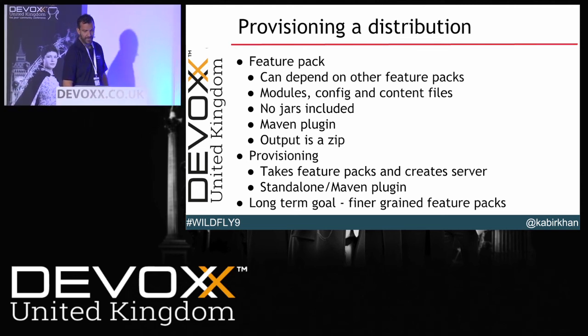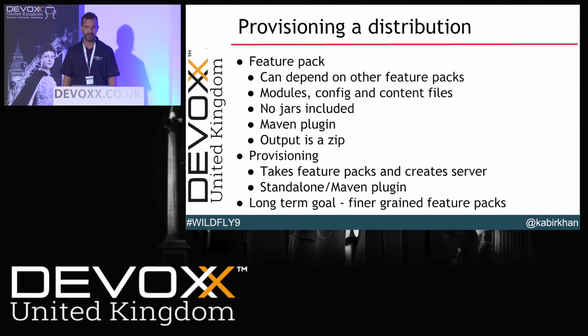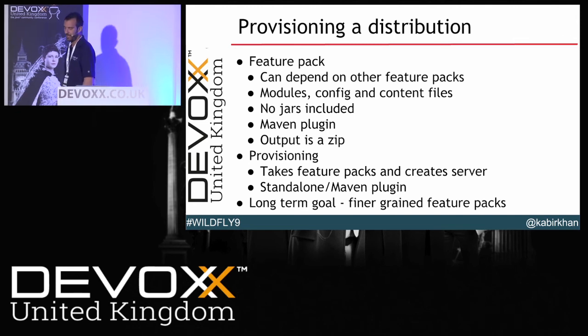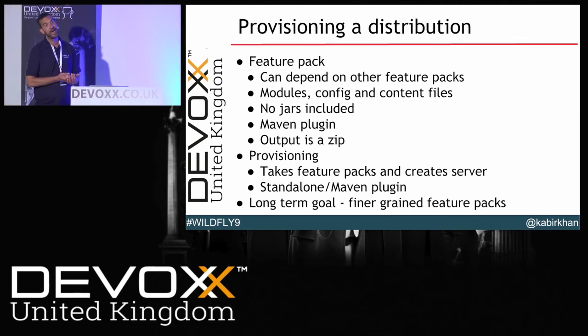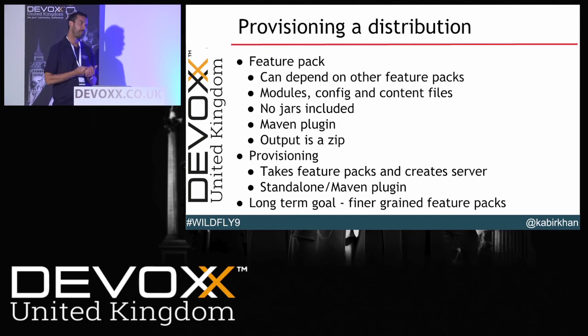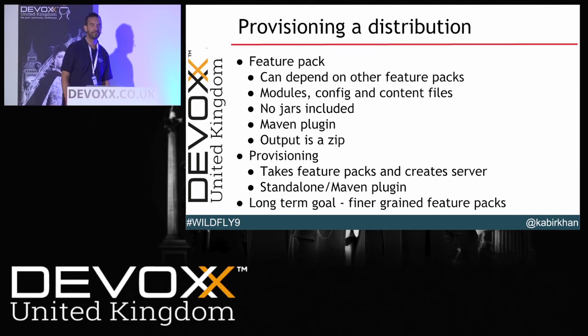Then the provisioning part takes these feature packs and creates the server. And this is also, again, usable either via standalone mode or as a Maven plugin. So we basically only have 3 feature packs at the moment. We have core, the web, and the full distribution. But the plan ahead is to have a fully composable app server. So you can decide exactly what you want in your WildFly provisioned server.